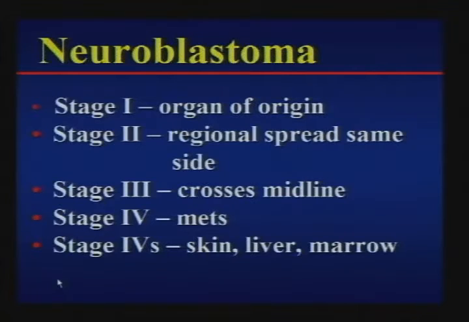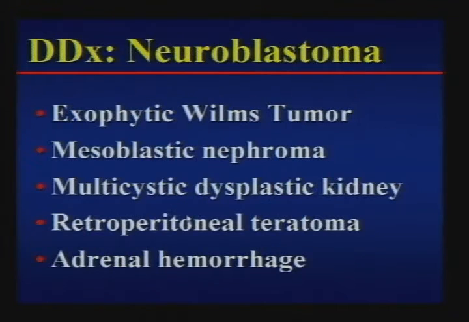Staging. Remember that neuroblastoma is that funny disorder that has the 4S: skin, liver, and marrow. The differential: exophytic Wilms. Okay, Wilms can calcify, but rarely. Same thing with mesoblastic nephroma, doesn't usually. Multicystic dysplastic kidney can, but of course these are all renal tumors, not adrenal tumors. So retroperitoneal teratoma and adrenal hemorrhage, which is calcified, would be the two that you'd be thinking of.